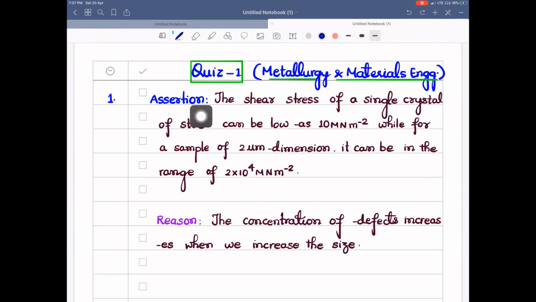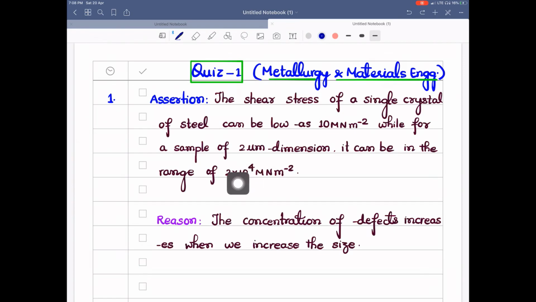The assertion given to us is that the shear stress of a single crystal of steel can be as low as 10 meganewton per meter square, while for a sample of 2 micrometer dimension, it can be in the range of 2 into 10 to the power 4 meganewton per meter square. So, what is the meaning of this? In the first case, the stress of a single crystal of steel is very low, but in the second case it is tremendously high.